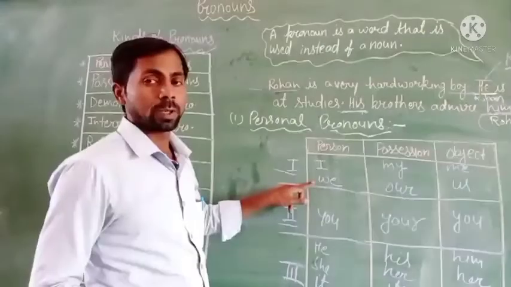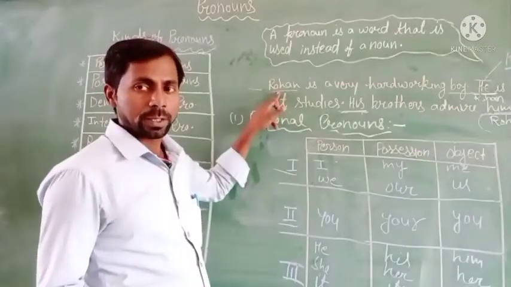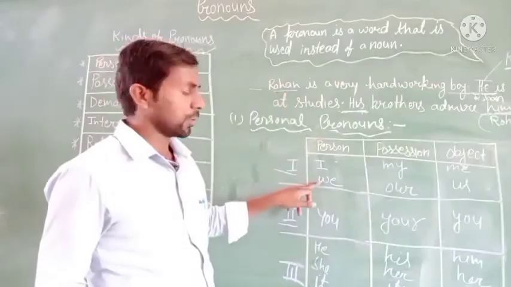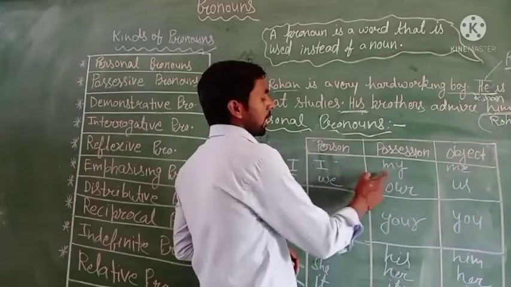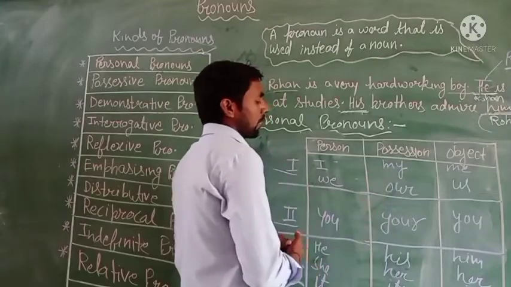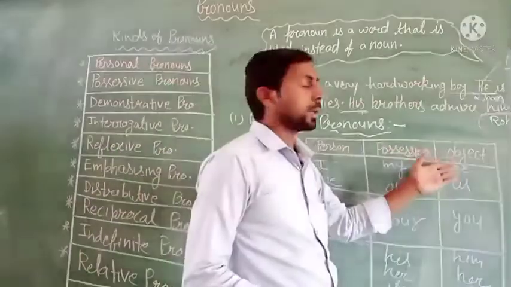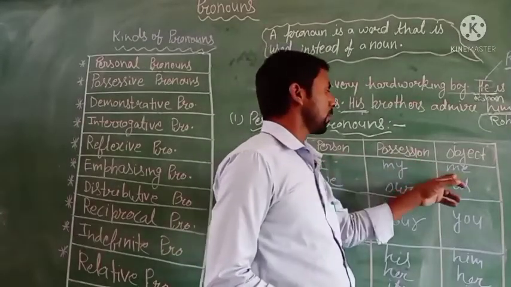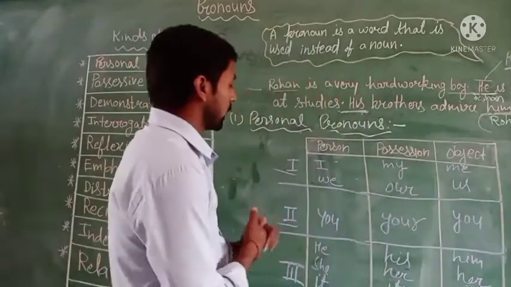Like in place of Rohan you can use "I", and in place of Rohan and Riya you will use "we". Its possessive will be "my" and "our". It is the possessive of "I" and "we", and its objective will be "me". The objective of "I" will be "me", and the objective of "we" will be "us". Clear? And next is "you".